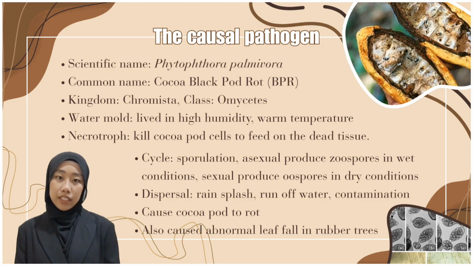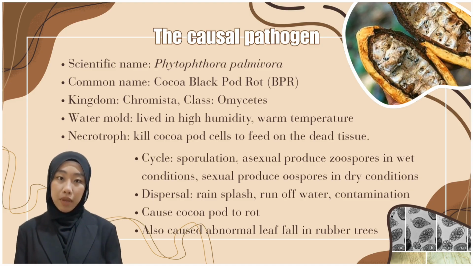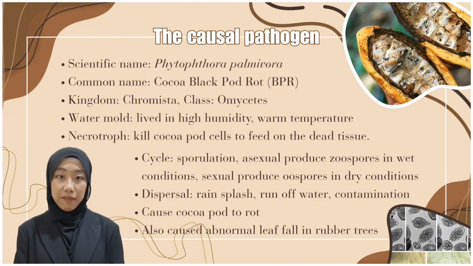So, how does this thing attack our cocoa? Phytophthora thrives in wet, high humidity conditions and warm temperatures. Since Malaysia has a tropical climate, this Phytophthora has higher outbreaks specifically during monsoon seasons. This pathogen is a necrotroph, which kills the cells to feed on the dead tissue.